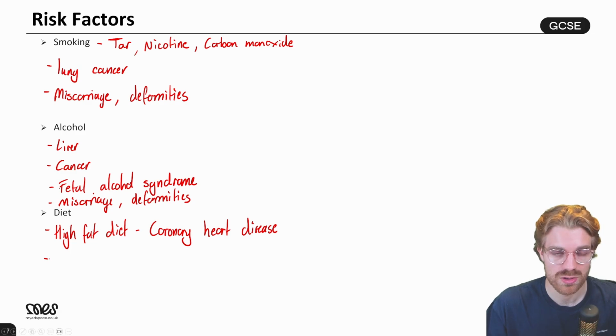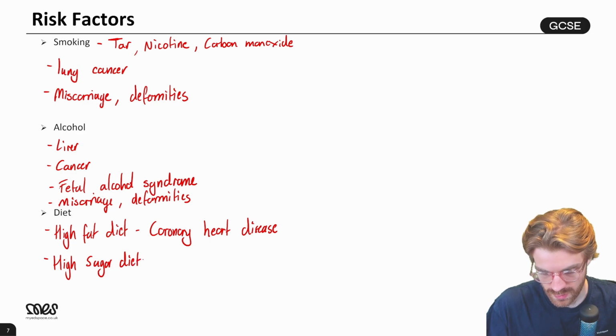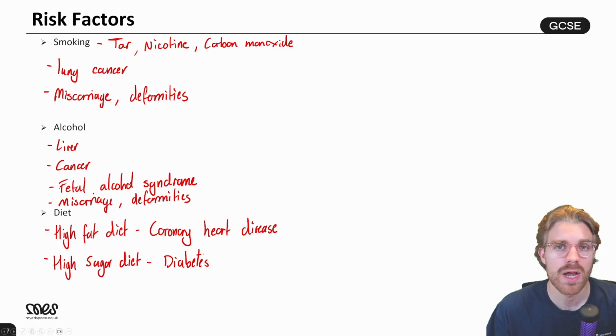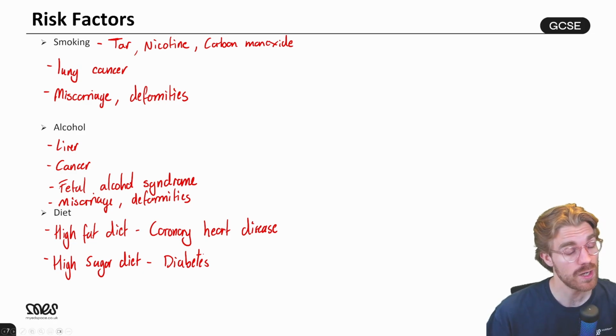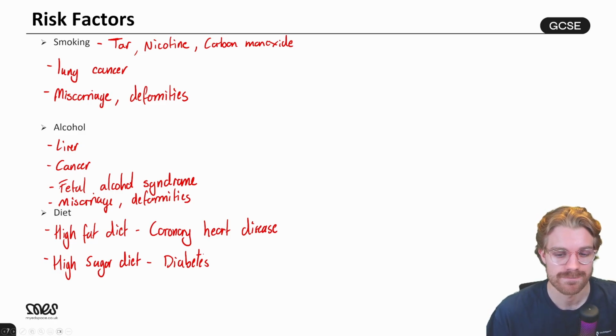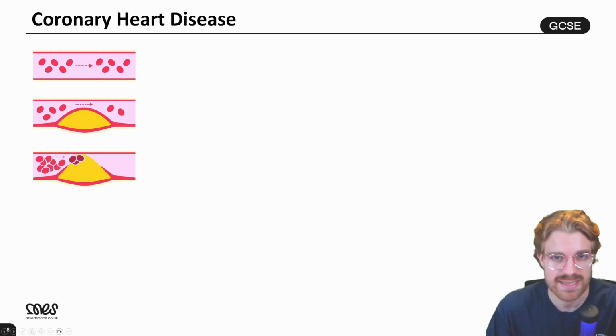Another example of a poor diet might be a high sugar diet. Now, a high sugar diet could lead towards diabetes. Check out my module 5 video even, where I break down diabetes and explain the causes of diabetes. So let's take a look at coronary heart disease in a little bit more detail.